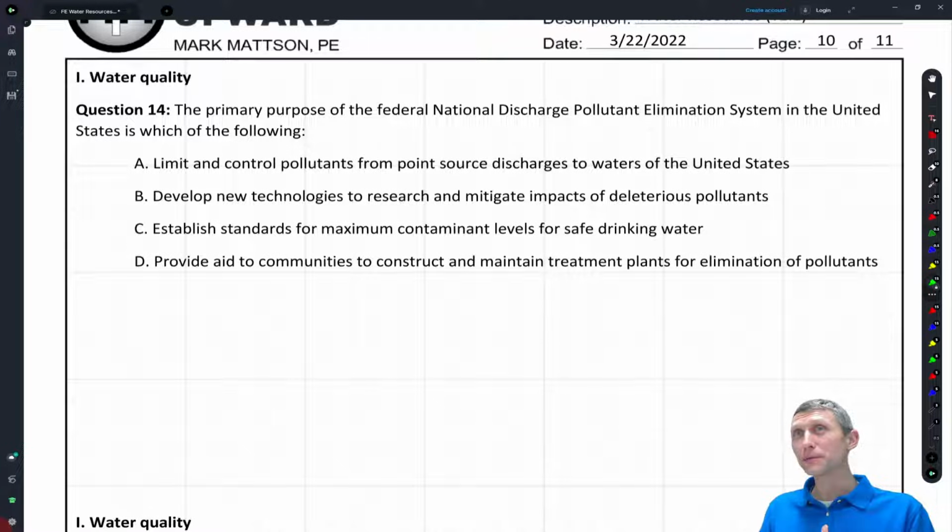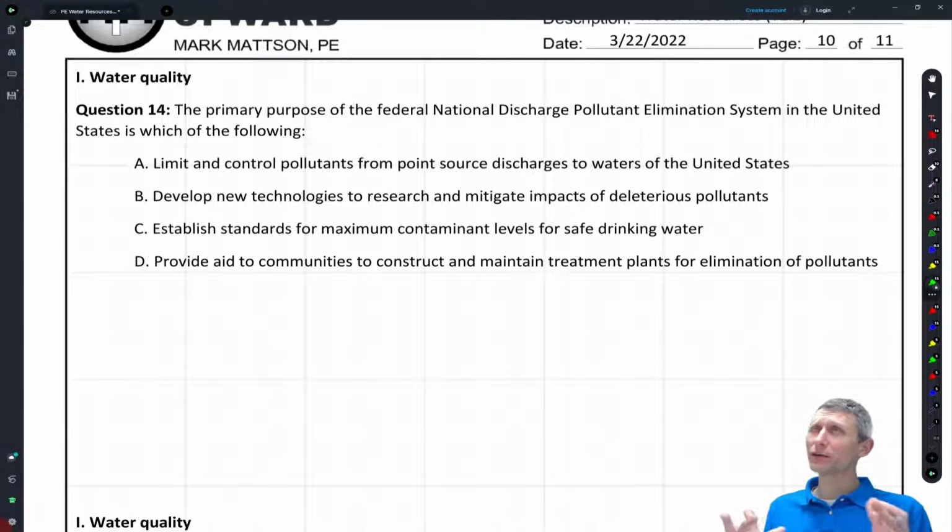But the primary purpose of the National Pollutant Discharge Elimination System in the United States. So anywhere you go, you're going to run into NPDES, and this is going to be something that you're going to have to deal with on sites to maintain water quality. This is a result of the Clean Water Act, like back in the 70s.